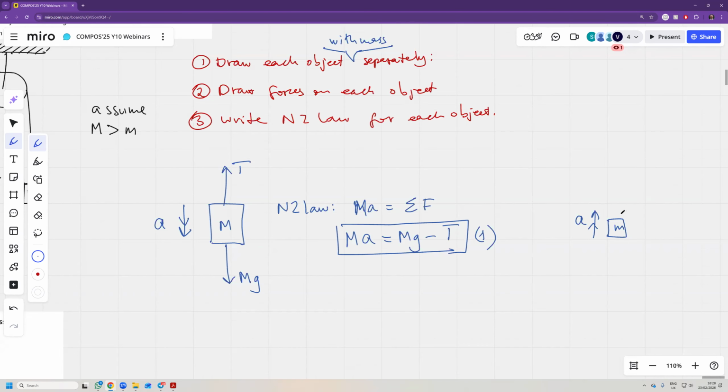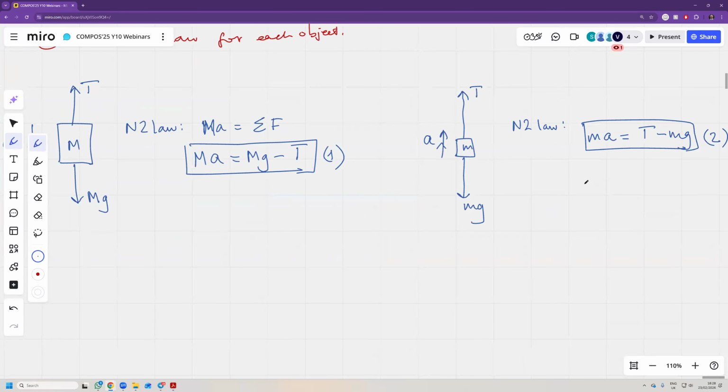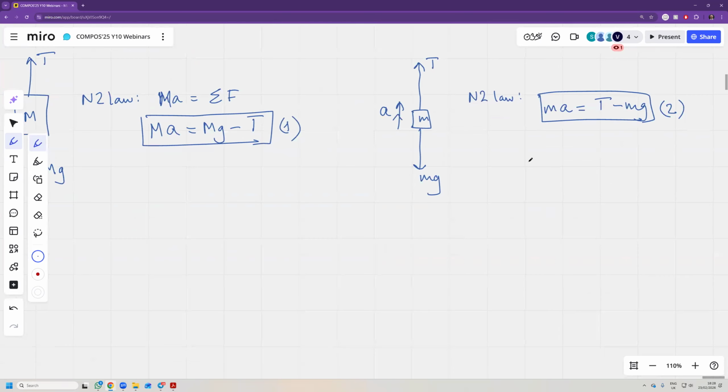There's a tension in the rope pulling it up, and gravity pulling it down, mg. Newton's second law for this mass is mass times acceleration equals the sum of the forces: tension minus mg. And that's the second equation. We've got two equations. How many unknowns do we have? Two: T and a. So therefore we can solve them.